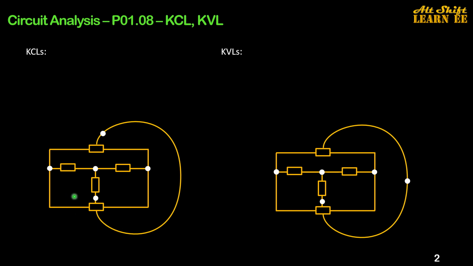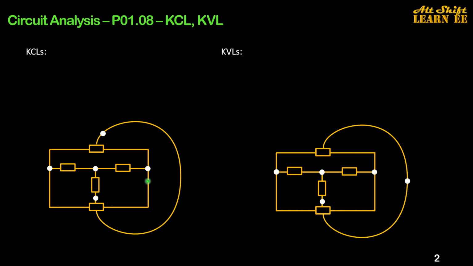I can say that this circuit graph has 5 nodes and 5 meshes, including the outside mesh. I will explain it later. Hence, I can write 5 KCL and 5 KVL equations.